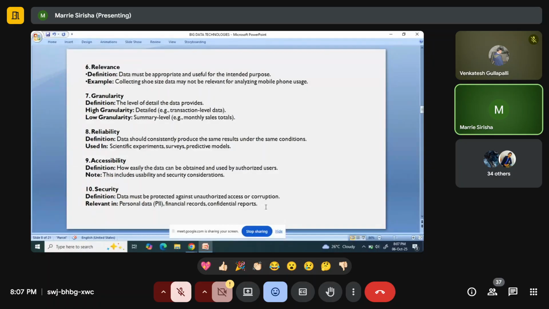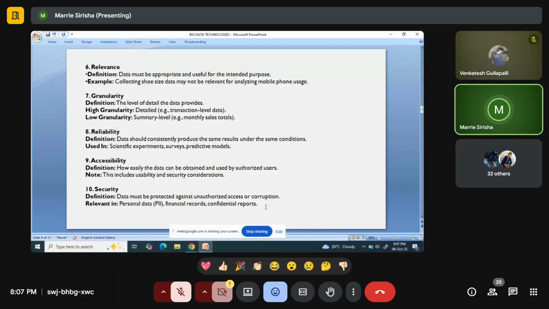In that, you have two types. First one is high granularity, and the second one is low granularity. What the first one says is that it is detailed.